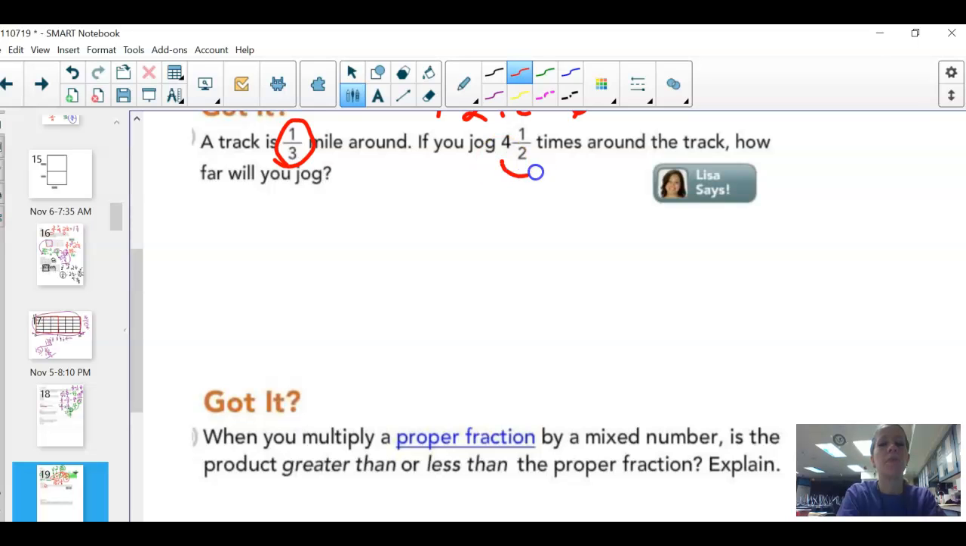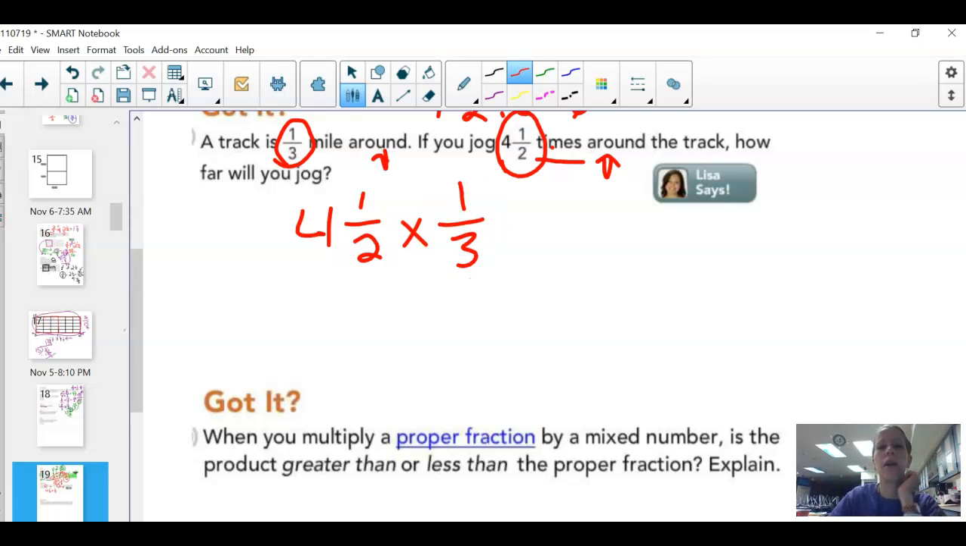If not, pause it. I'm going to circle and underline keywords. It says 1/3 mile around. If you jog 4.5 times around, how far will you jog? All right, nice. I have it already set up. I put in my arrows. My times stays the same. My 1/3 stays the same.